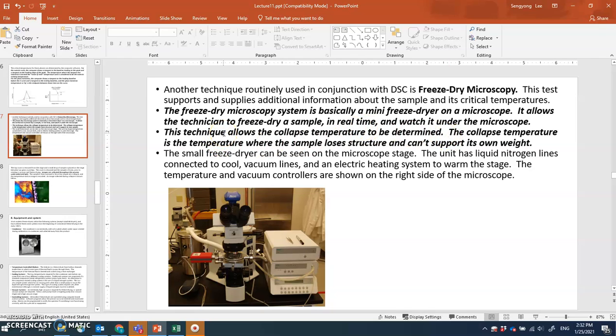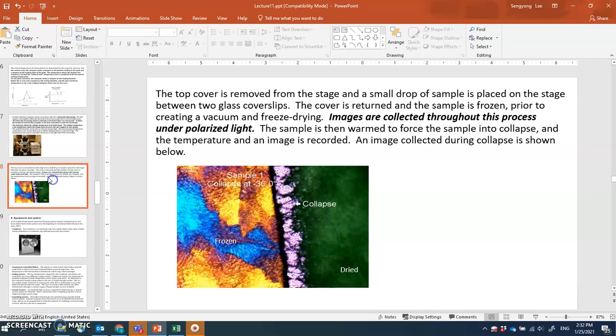Okay. So the small freeze dryer can be seen on the microscope stage, like I said, right there. The unit has a liquid nitrogen line, which is this, connected to cool, and the vacuum line is also attached to that, and then the electric heating line is also there. So the vacuum line and the heating line, all three lines are attached there. So if you look at it on the microscope, you may see something like that.